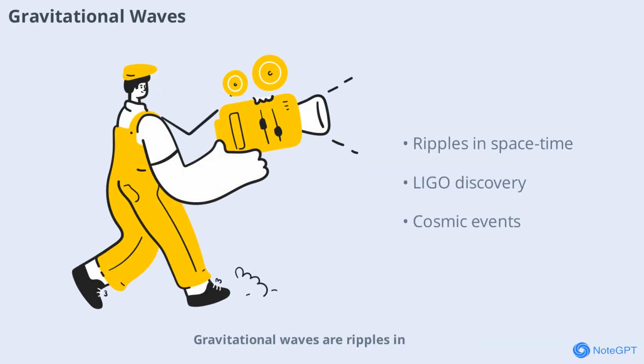Gravitational waves are ripples in spacetime caused by massive accelerating objects, like merging black holes or neutron stars. Predicted by Einstein, these waves were first detected in 2015 by the LIGO Observatory. Gravitational waves carry information about cosmic events billions of light years away, opening a new window into the universe. Their discovery is one of the most exciting breakthroughs in modern physics.